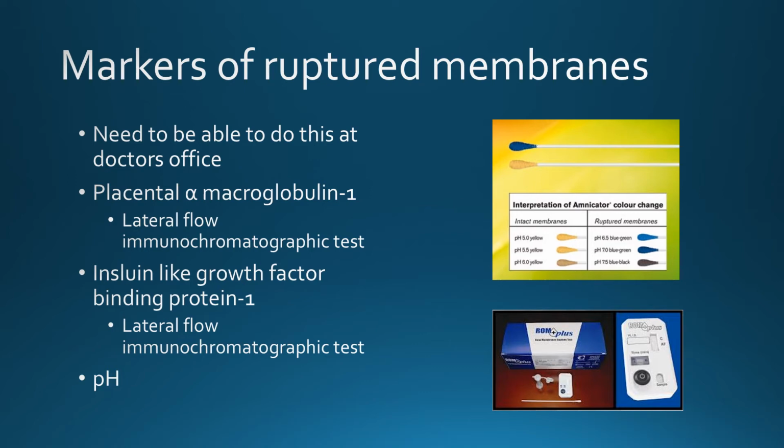The first one would be the placental alpha macroglobulin 1. This is a placental glycoprotein, and it's normally secreted into the amniotic fluid at a pretty high concentration relative to the amount found in maternal blood. In the amniotic fluid, you'll find somewhere between 2,000 and 2,500 nanograms per milliliter, whereas in the maternal blood, there's only about 5 to 25 nanograms per milliliter, so you can see there's a huge difference. In this test, we're taking advantage of that concentration difference.